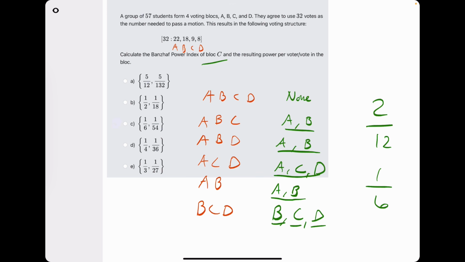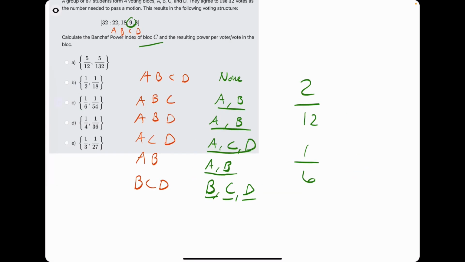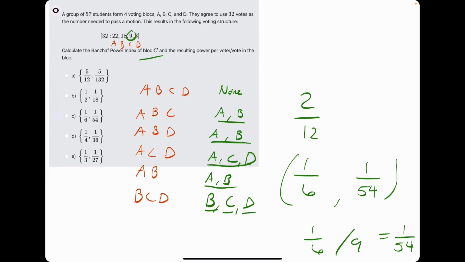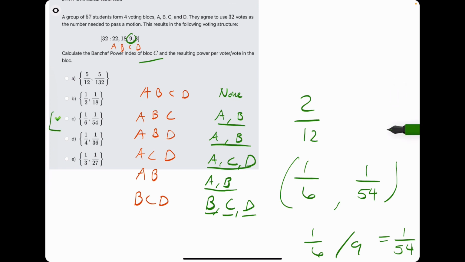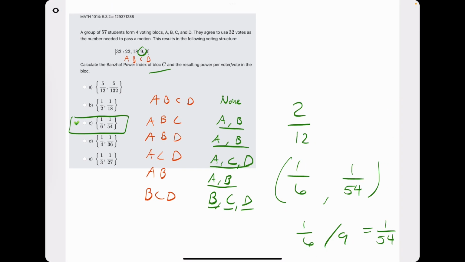And 1/6 divided by 9 would be equivalent to 1/6 times 9, which is 54. So we're looking for 1/6 and 1/54, if I'm not mistaken. So that's option C. And it was rough, but we got there.